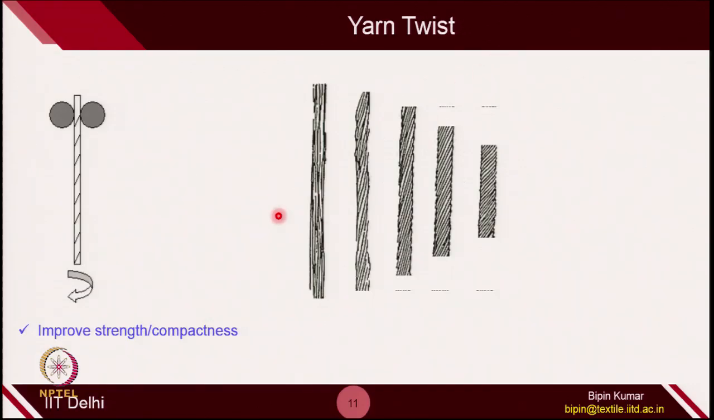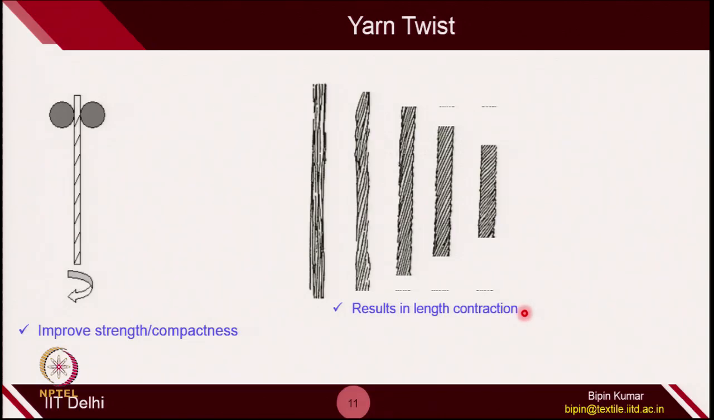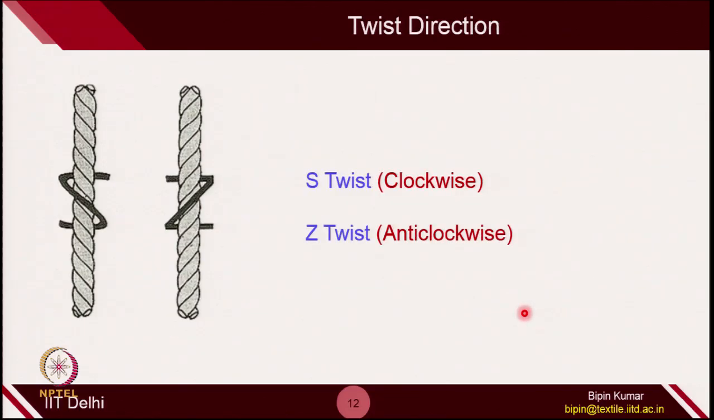So, you can see here, usually this is the parallel strand of fibers, and the moment you start turning it, the fibers start arranging in a spiral form, and the length of the yarn will also reduce. So, this is how the yarn twist influences the yarn properties. It makes the yarn a little bit stiffer and it will also result in shrinkage. So, the length of the yarn will also contract along the yarn axis.